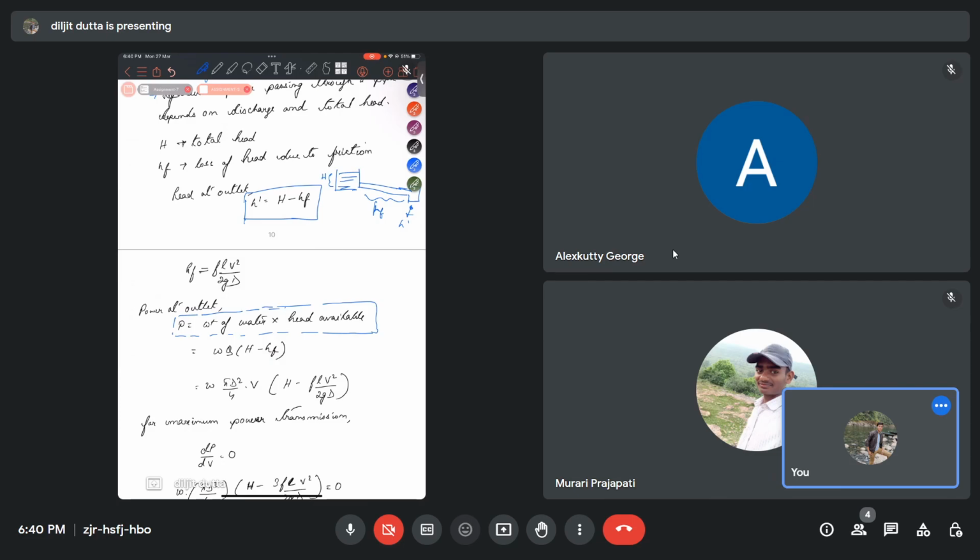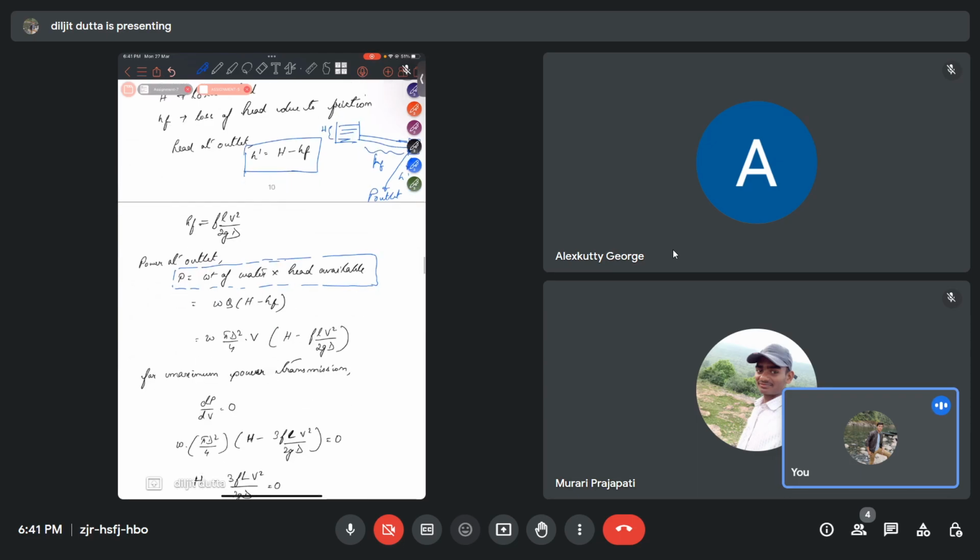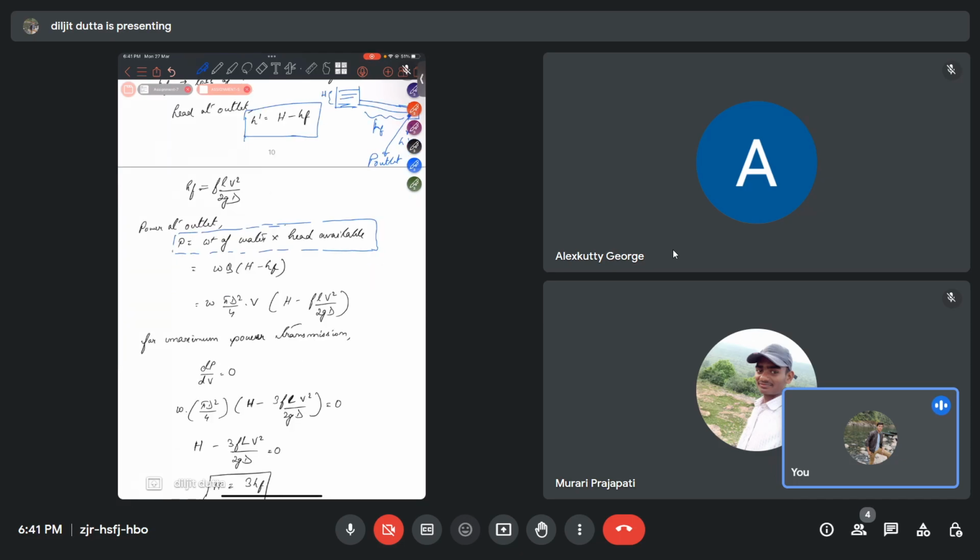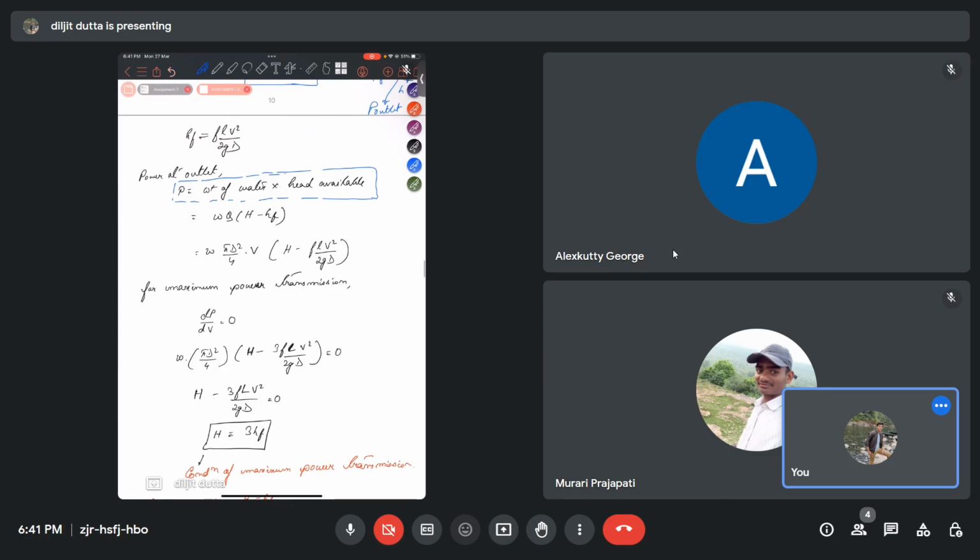Weight into head. So the power at this outlet is equal to the weight of water, that is the specific weight of water, into Q. So W into Q into (h minus hf). So we'll substitute the values. Q is equal to V into area, which is pi d square by 4, and hf is f L V square by 2 g D.